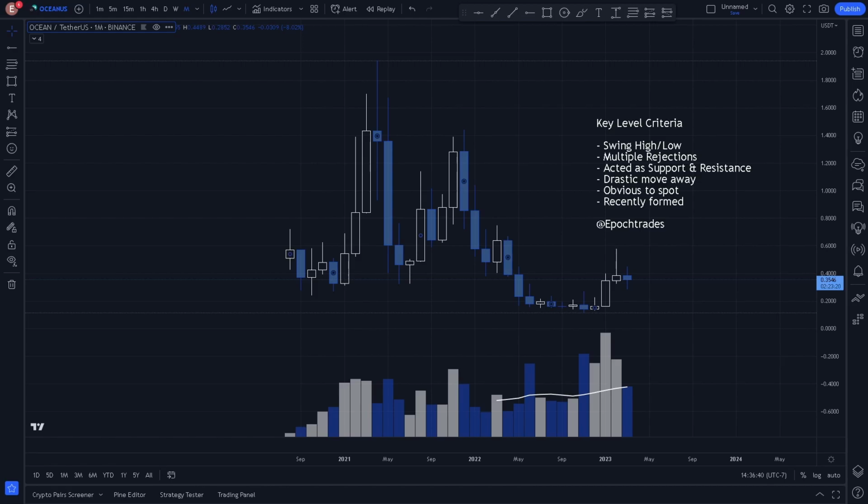Today we're going to be covering key levels on the monthly and weekly time frame for Ocean. So, as always, our key level criteria: we look for swing highs and swing lows, multiple rejections acting as support and resistance, drastic moves away, obvious to spot, and recently formed. So, let's go ahead and hop right in.